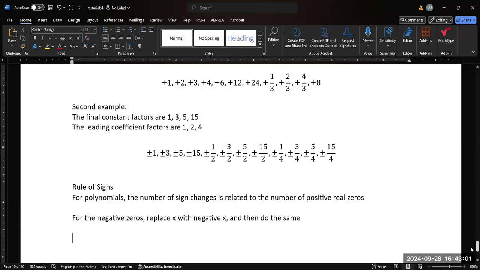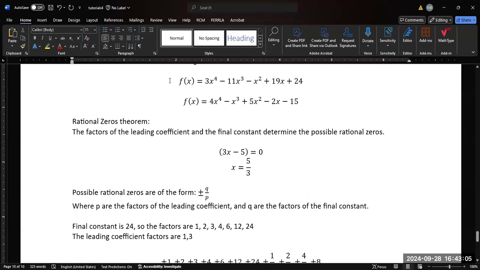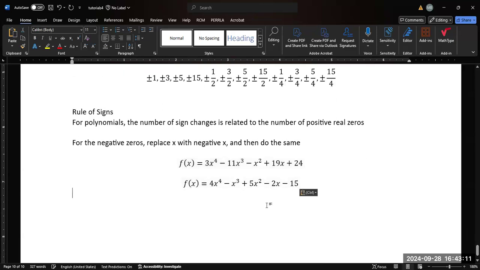So let's start with our first example. Let's go back and grab them both. Now, for our first example, we want to count the number of sign changes.